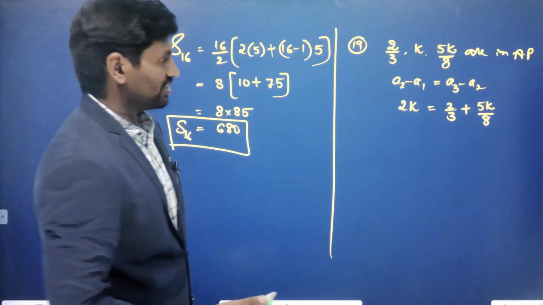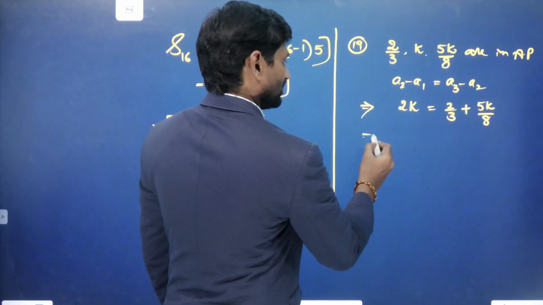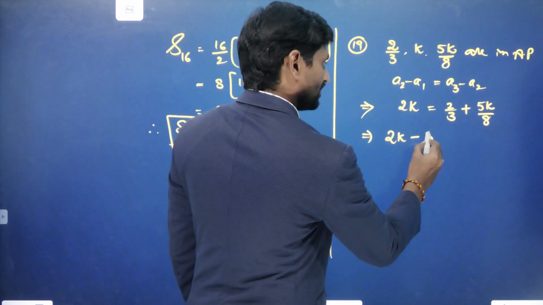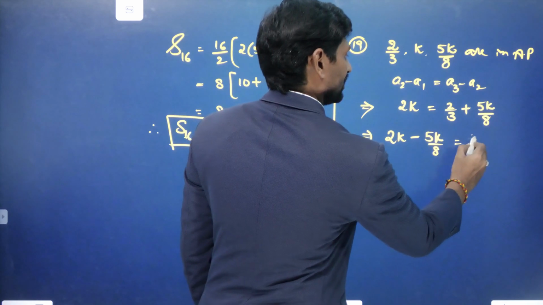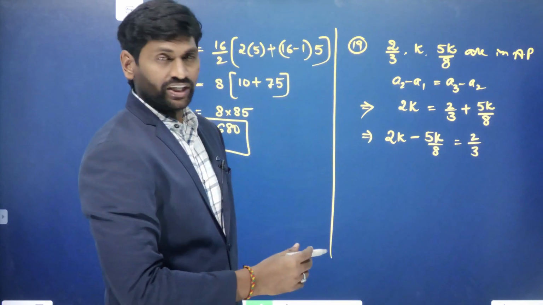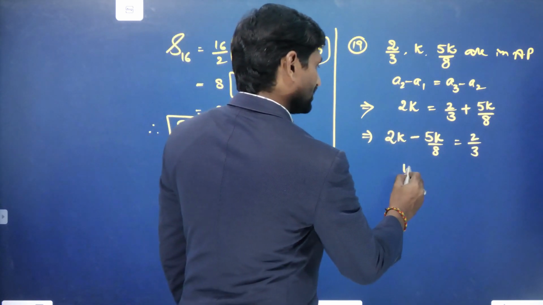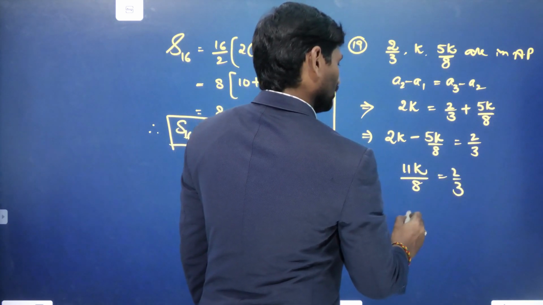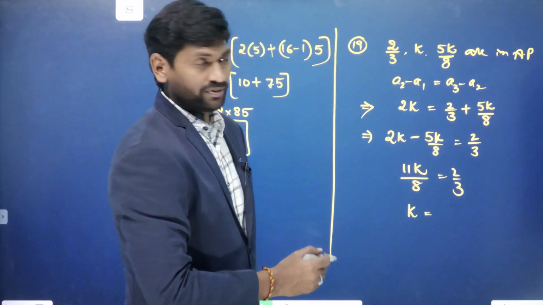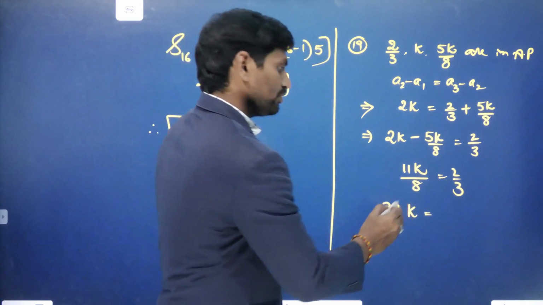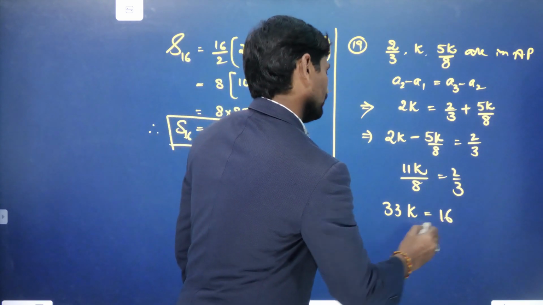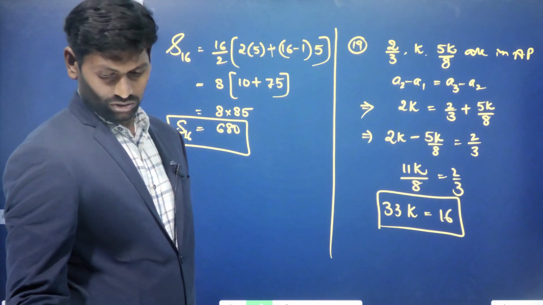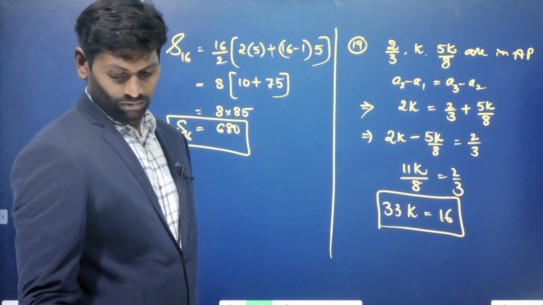Variables one side, numbers one side. So from this we can say that 2k minus 5k/8, transposing this side, is equal to 2/3. So 8 times 2 is 16, 16 minus 5 is 11, so 11k/8 is equal to 2/3. So k is equal to, doing the cross multiplication, 11 into 3, 33k is equal to 16, because we should find only the 33k value. Okay, so let us go to the next problem.